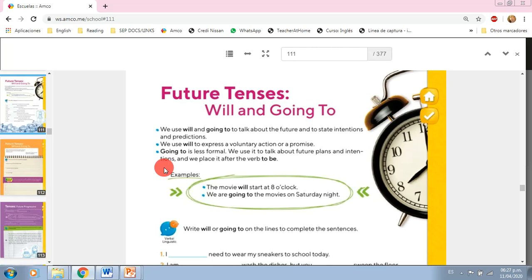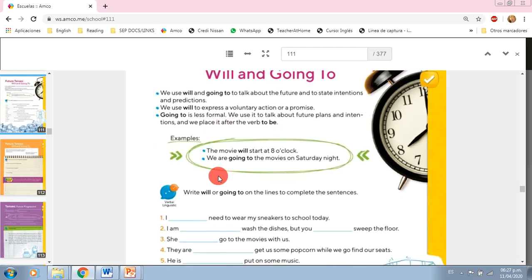I'm going to practice more. I'm going to win first place for the next competition. So that is an intention. And we place it after the verb to be. We have examples here. The movie will start at 8 o'clock. We are going to the movies on Saturday night. Going to, it is very important to use this.